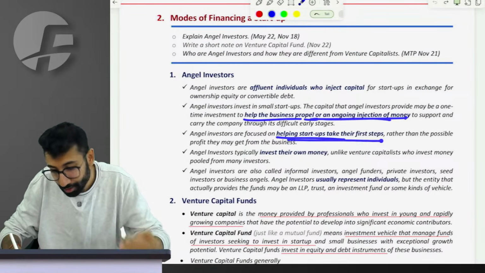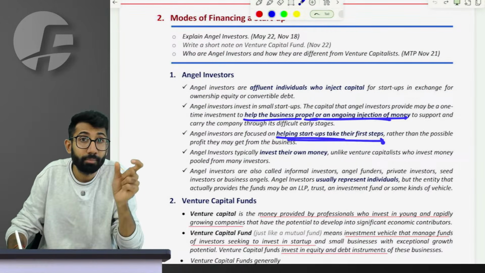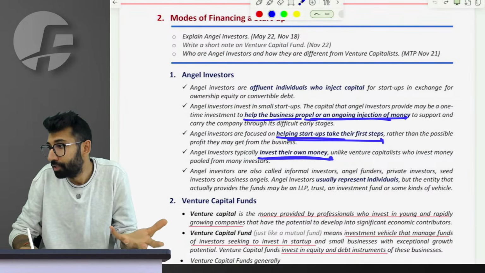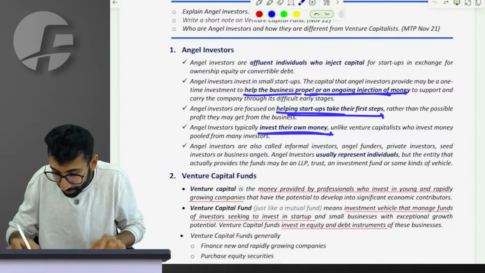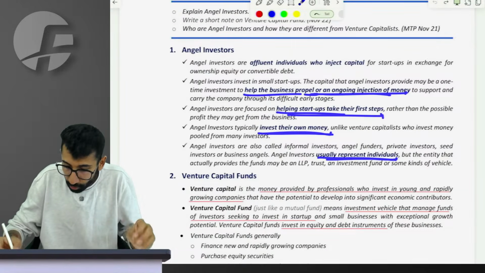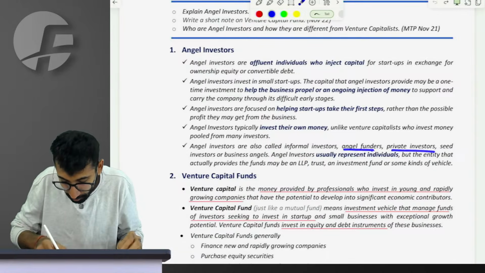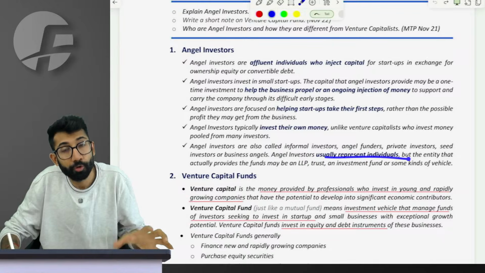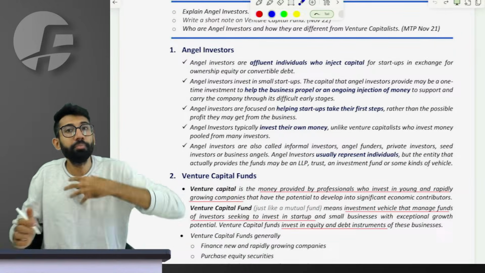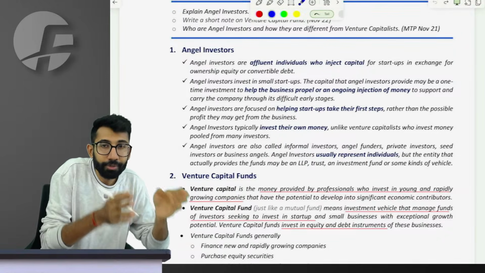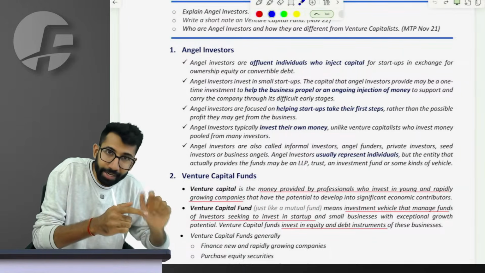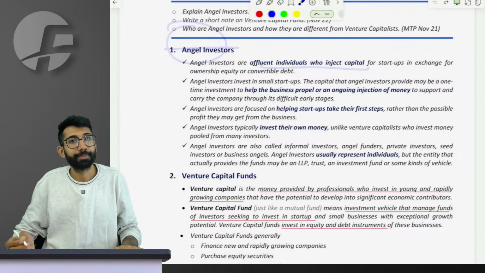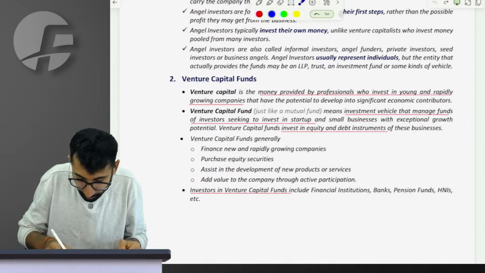They help the startup at its first steps, at a very initial stage, while the amount required is relatively low. They invest their own money, since they are rich enough, and they are usually individuals. Although they are called angel funders, private investors, seed investors, business angels, informal investors, they are usually individuals. But the way they apply money is through an entity. They don't invest personally. They have an LLP or a trust created, and through that entity they route the money and invest in the startup. They are the angel investors, individuals, right?